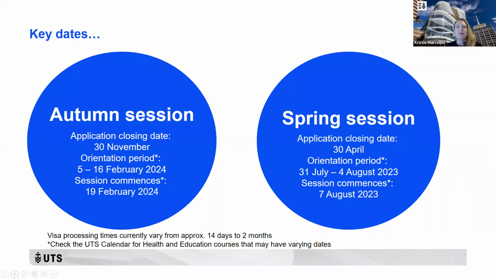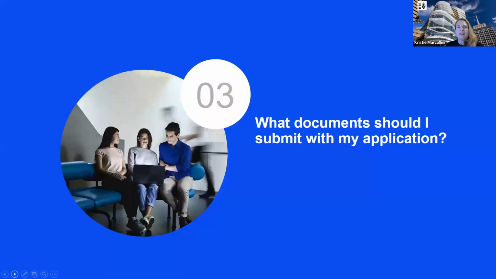Just remember that we're in the Southern Hemisphere. So spring is actually July for us, and autumn is actually our summer session, where we're starting in February. Be mindful of timelines as well. What I would suggest is to keep in mind your visa, go backwards from the session start date and the visa times that you can expect, and think about how long it might take to prepare your documents.